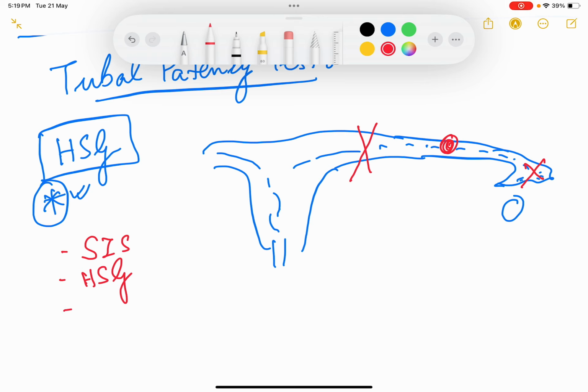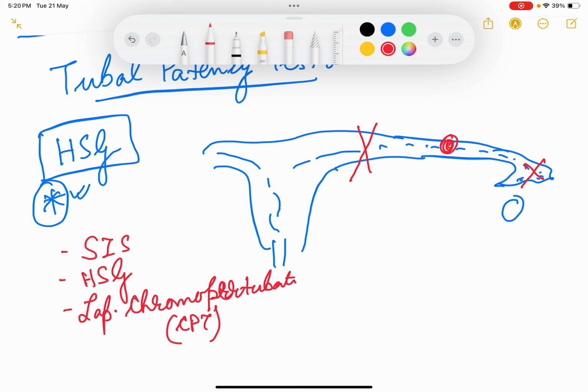Apart from that, you can go for laparoscopic chromopertubation, which is also called CPT. These are the tests which are done.